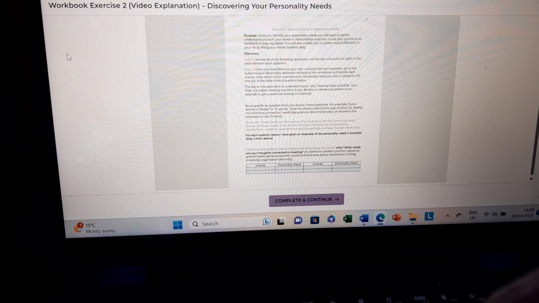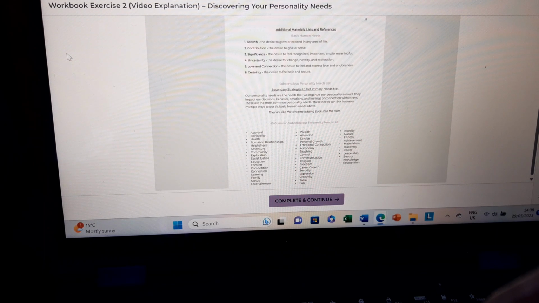So step 1 is to answer all of the following questions and to list your top 4 answers for each question in the tables beneath each of the questions themselves. Now, step 2 here is once you've filled out your top 4 answers for every question, go to the subconscious personality needs at the back of the workbook, and beside each answer you can write down which subconscious personality need you feel it relates to. And you can fill this out in the table of each question below.